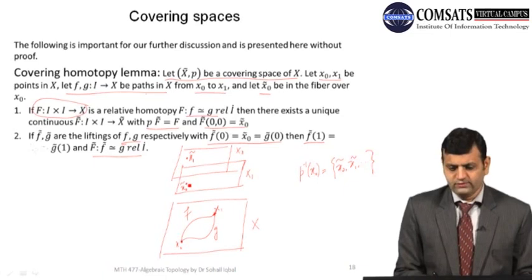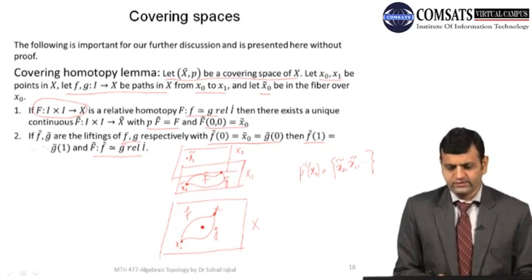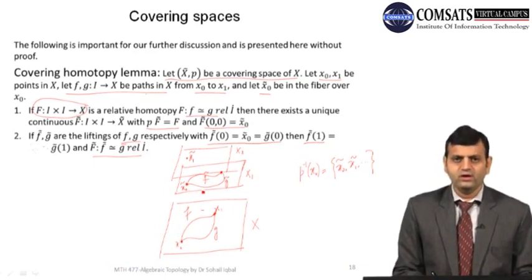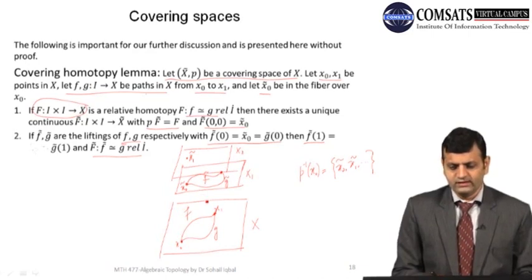Okay, so basically we fix this sheet, and this result says that the liftings of f and g, let's call them f tilde and g tilde, if these are the liftings of f and g, then they will also be homotopic. So if f and g are homotopic in X, then f tilde and g tilde will also be homotopic, such that their final points are also the same.